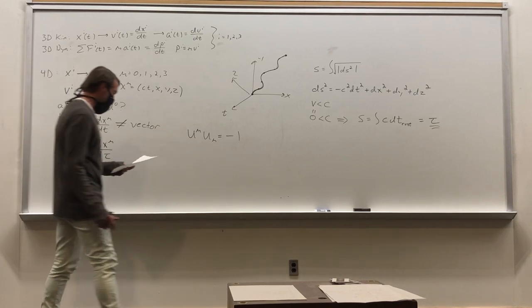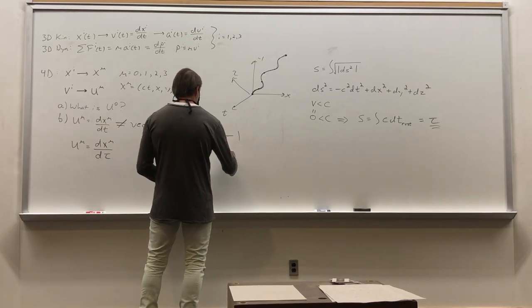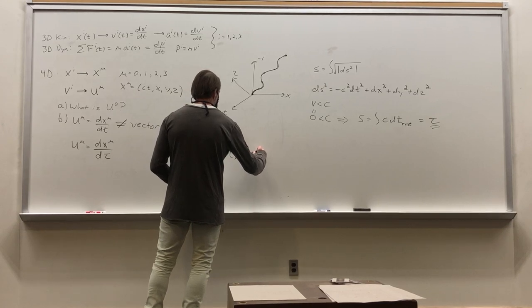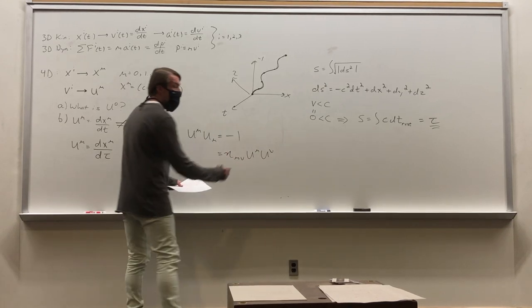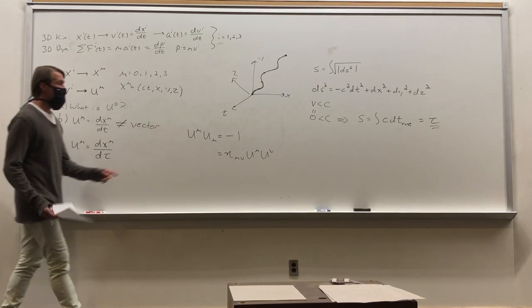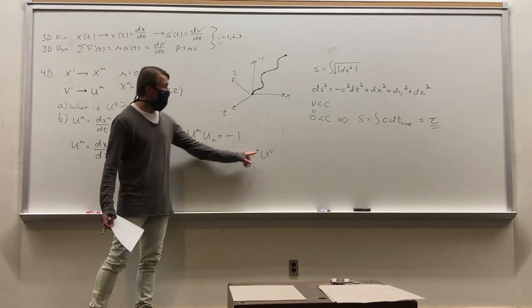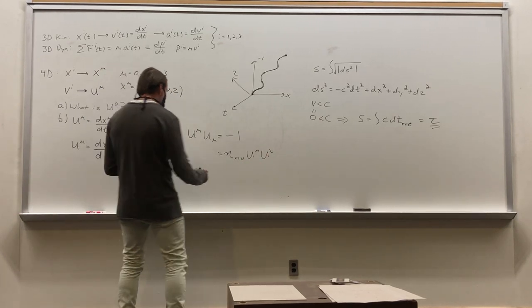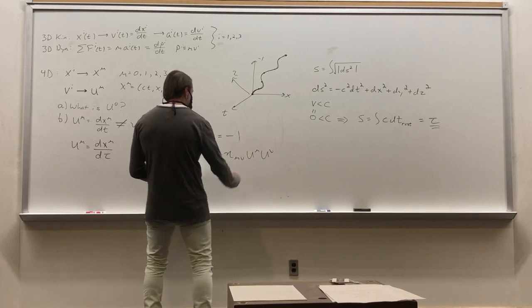Let me show you. First of all, we can construct this from two vectors using the metric. Okay? We just want a dual vector, so we use the metric to take a vector and turn it into a dual vector. Okay? Now let's put in the definitions for u mu and u nu.